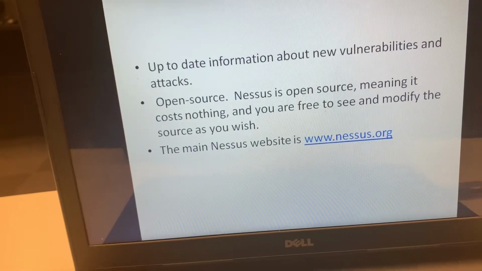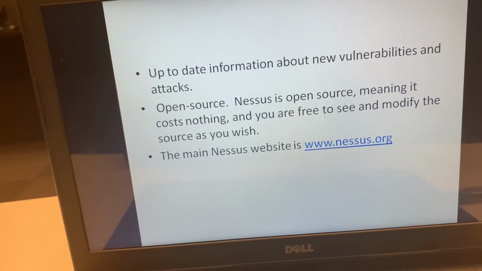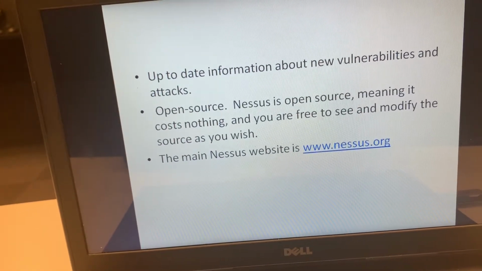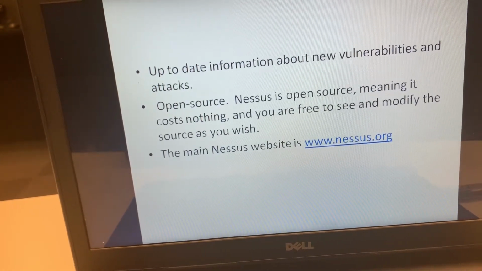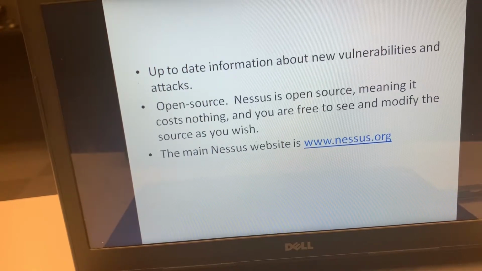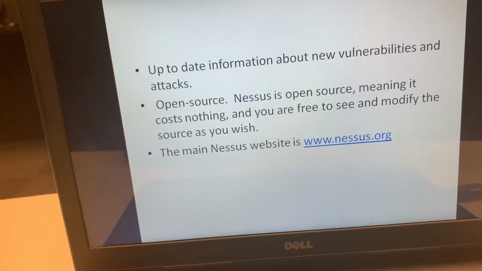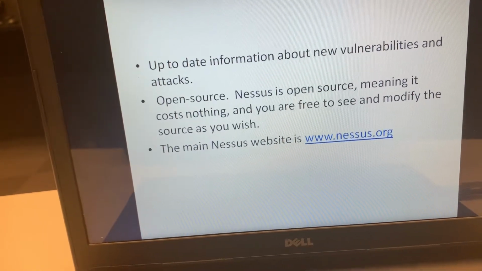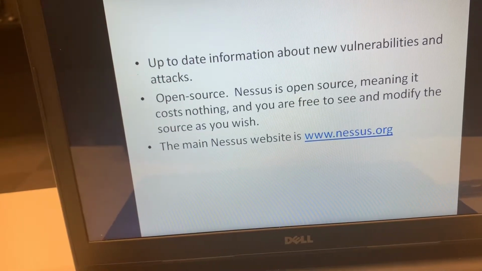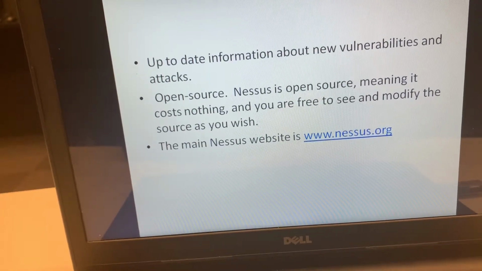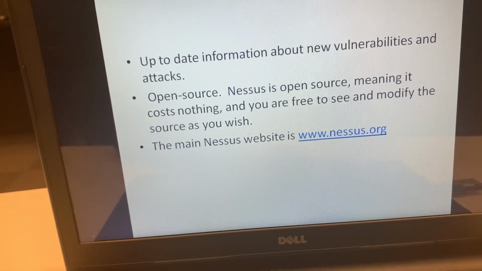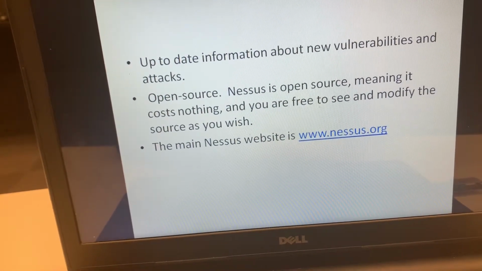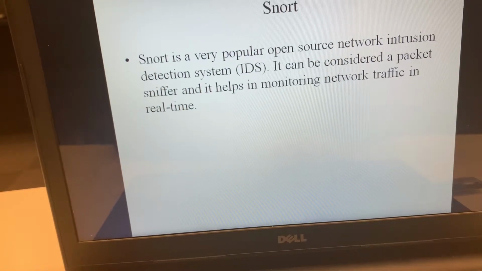Moreover, it provides up-to-date information about new vulnerabilities and attacks. As I told you, it is open source, so we have to pay nothing. You are free to see and modify the source as you wish. The main Nessus website is www.nessus.org, from where we can download the Nessus software.